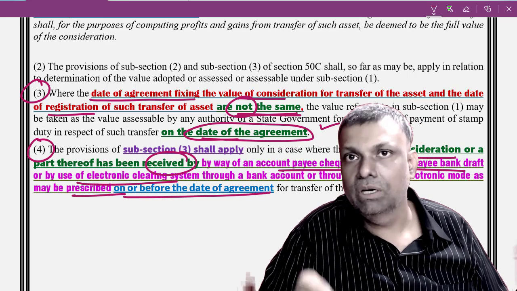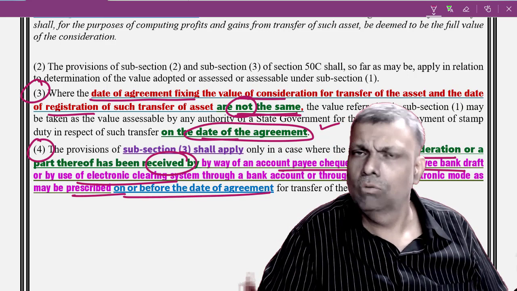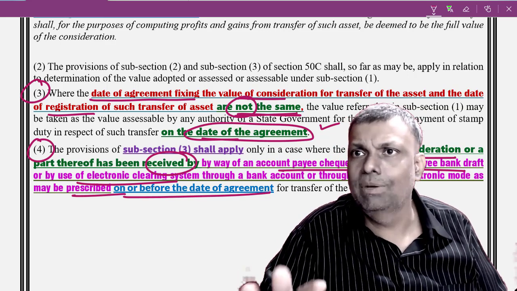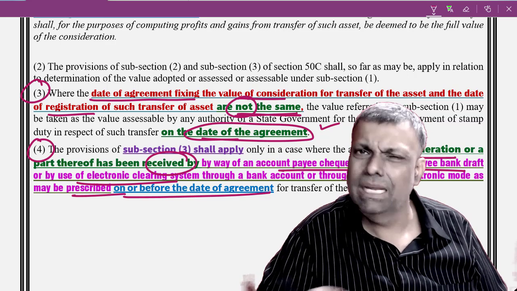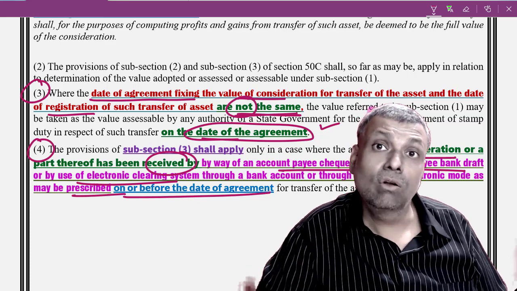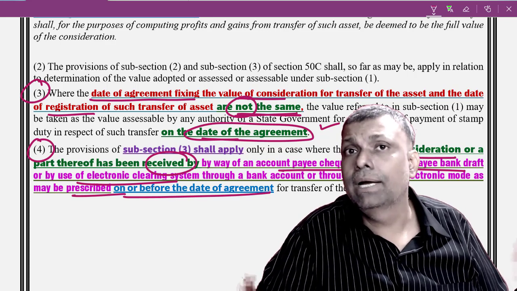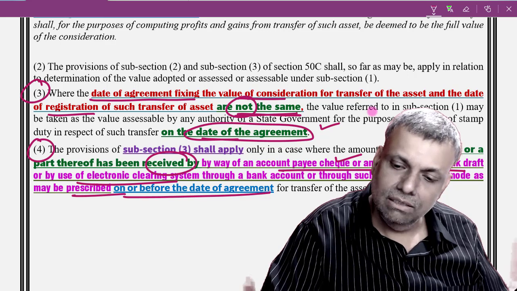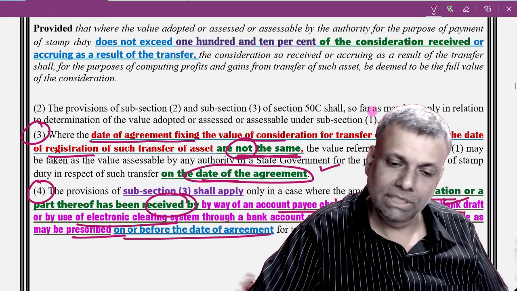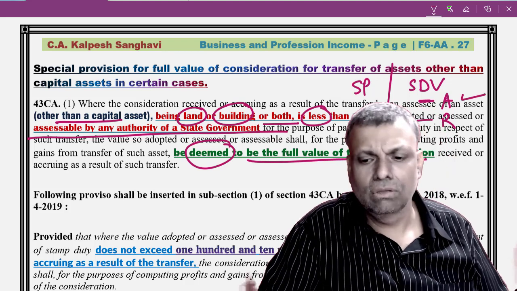So on the date of the agreement, if you have done that advance money transaction by an account payee cheque, whatever is the amount, it is not a hard and fast rule that you have to take only this much. Any amount, even a small amount, but by account payee cheque or by an approved banking channel transaction. This is account payee cheque or bank draft and other approved channels. So in the given question we have taken it on the date of the agreement.